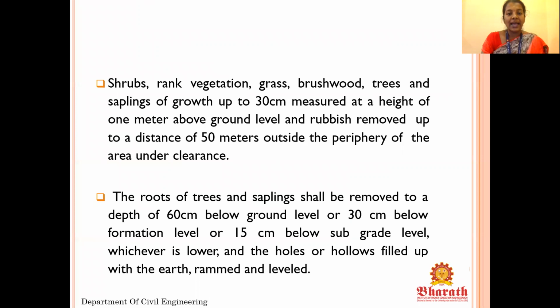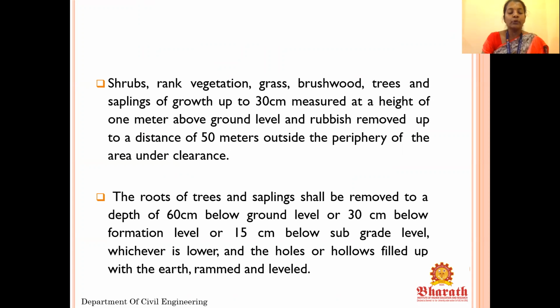Shrubs, rank vegetation, grass, brushwood, trees and saplings of growth up to 30 centimeter girth, measured at a height of 1 meter above ground level, and rubbish shall be removed up to a distance of 50 meter outside the periphery of the area under clearance. So if any growth of saplings, vegetation, grass or brushwood is up to that level, it has to be removed, and the rubbish removed should be up to a distance of 50 meters.